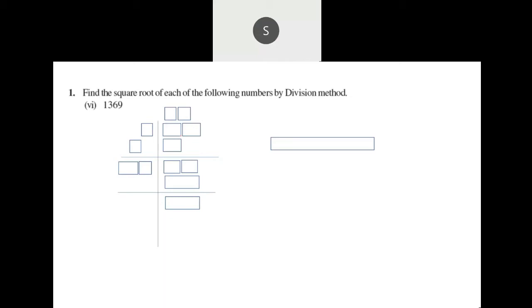Yes, Sujit will tell. Sir, one group is 13, another is 69. Next step. The nearest square is 9. Very good. Three squared is 9, so 3 should be added. We get 6. Here the difference is 4.